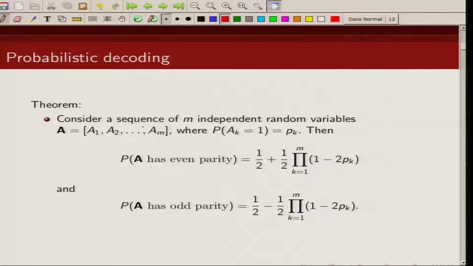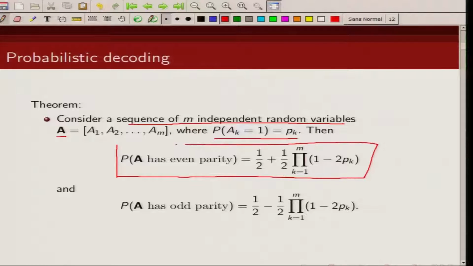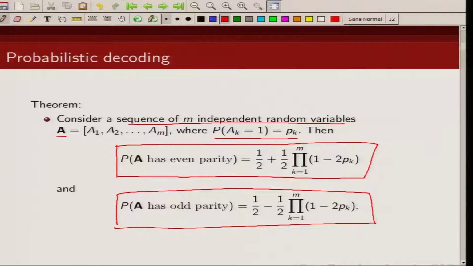It says if you have a sequence of m independent random variables which we denote by A, so A1, A2, A3, ..., Am are m independent random variables and the probability of Ak being 1 is given by pk. Then the probability that A has even parity is given by this expression, and the probability that A has odd parity is given by this expression.